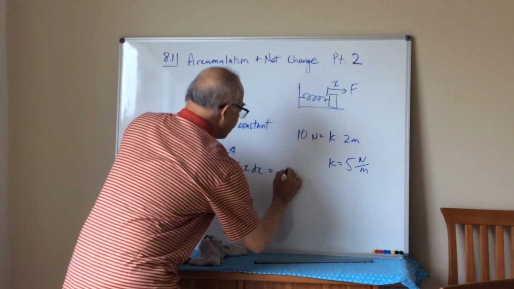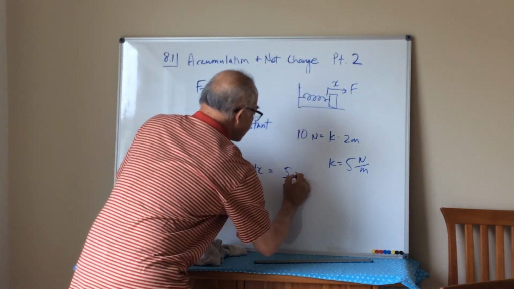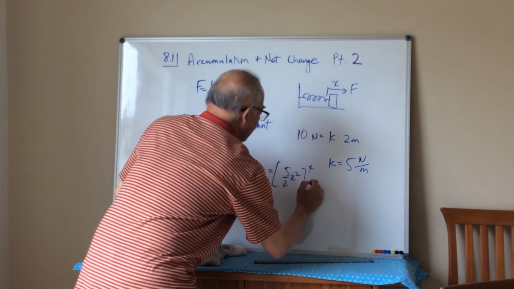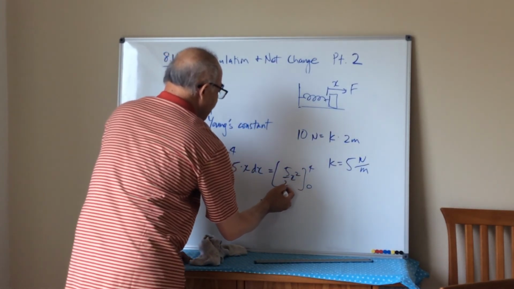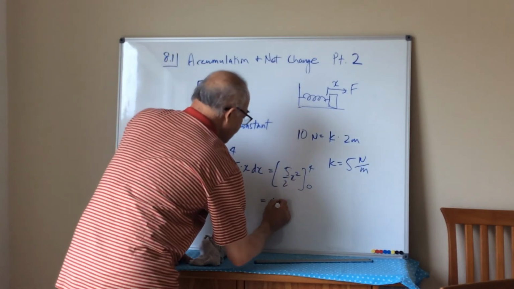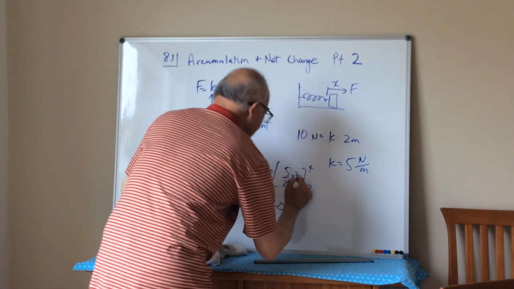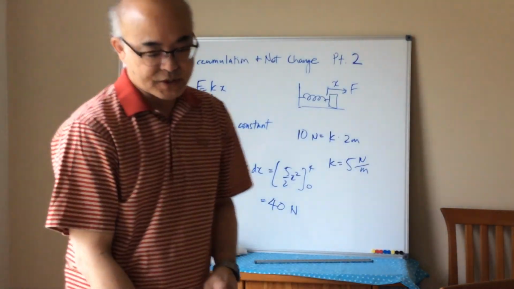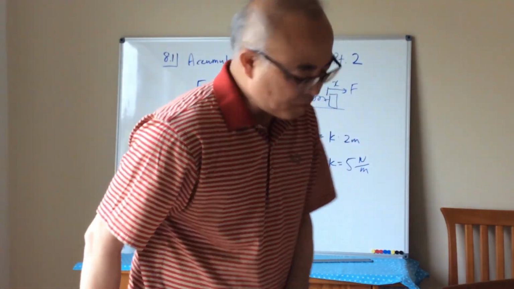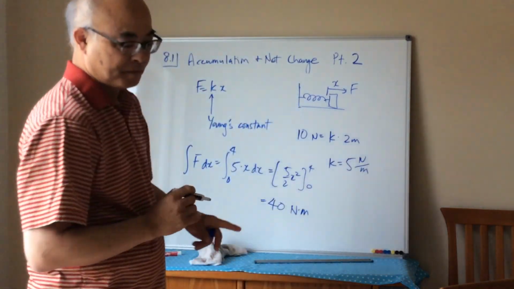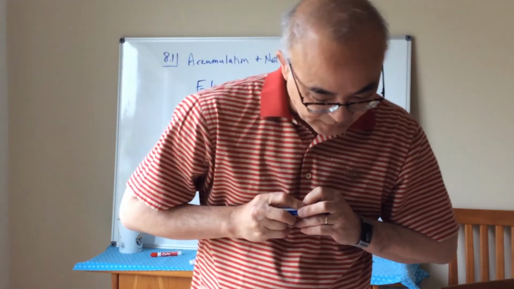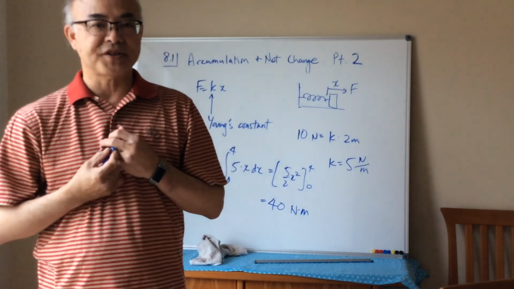So I'm going to get what? 5 over 2 x squared from 0 to 4. So when I get 4 squared, I get 16, divided by 2 is 8, times 5, 40 newtons, 40 newton meters, actually. Okay, so there you go. And with that, we'll finish 8.1.